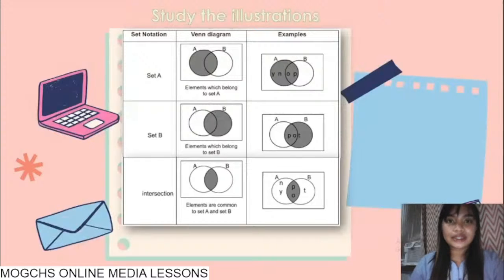Okay, for the set B. For the set B, the elements belong to set B. So as you can see in the example, the letters P, O, T belong to set B.